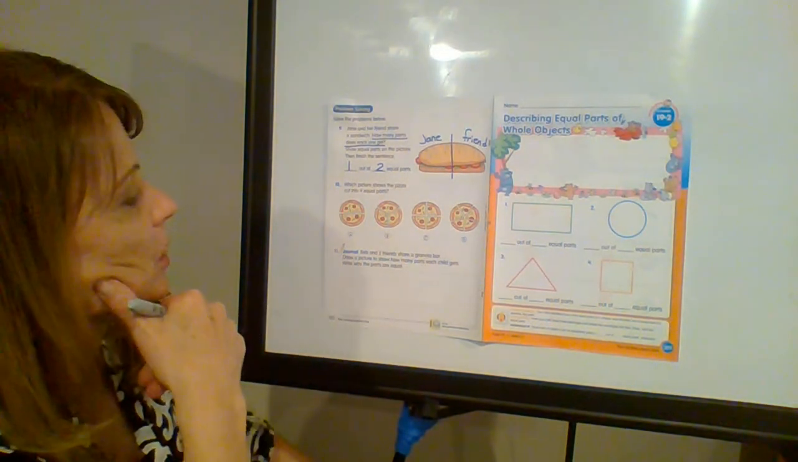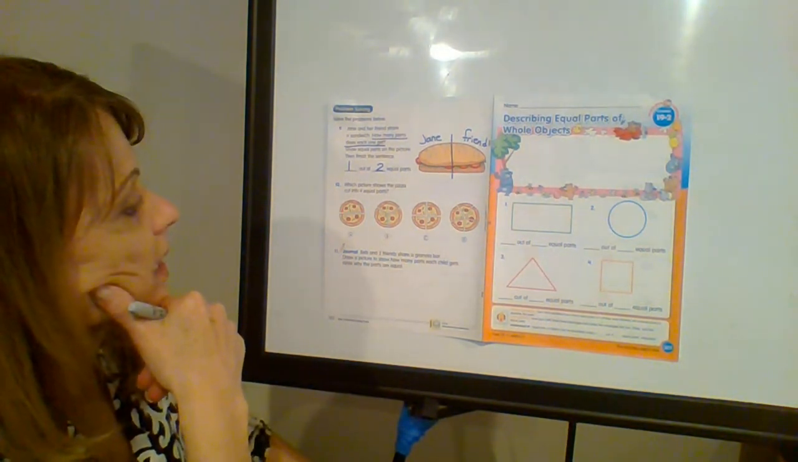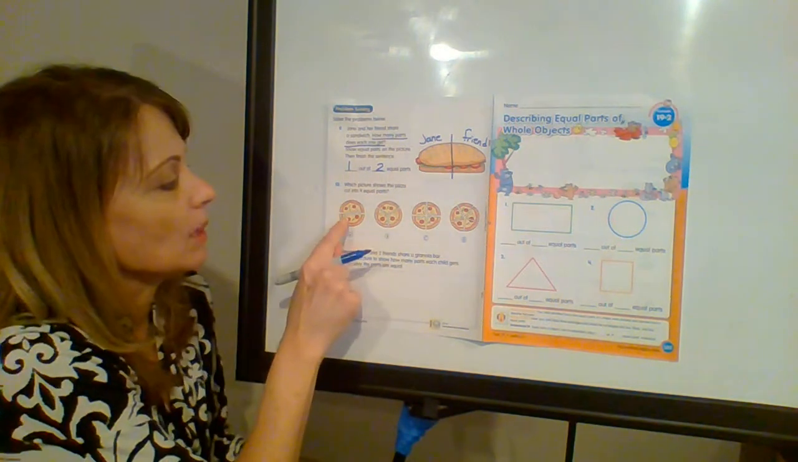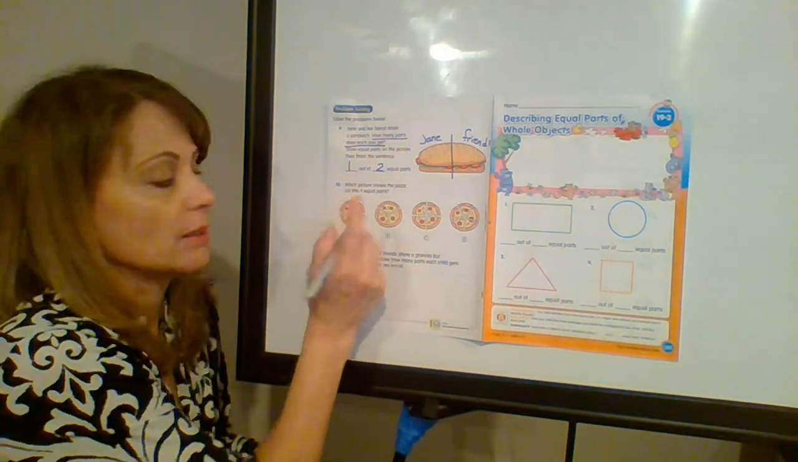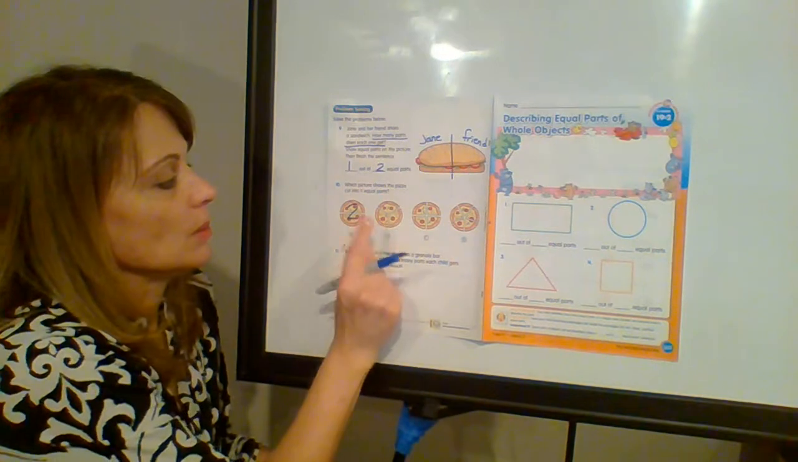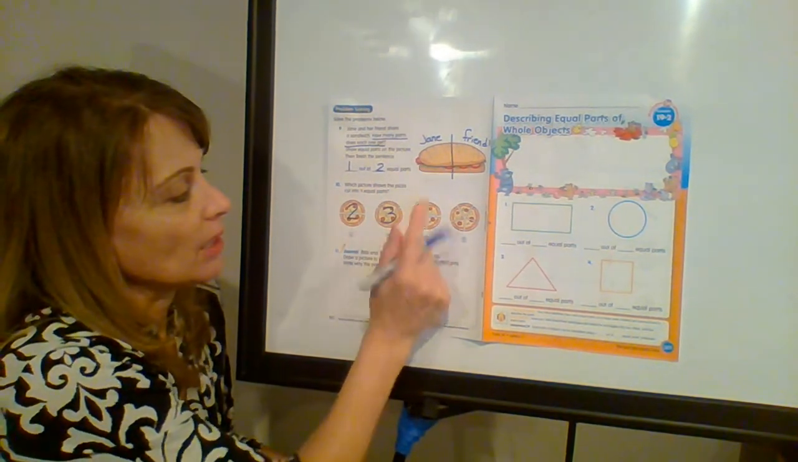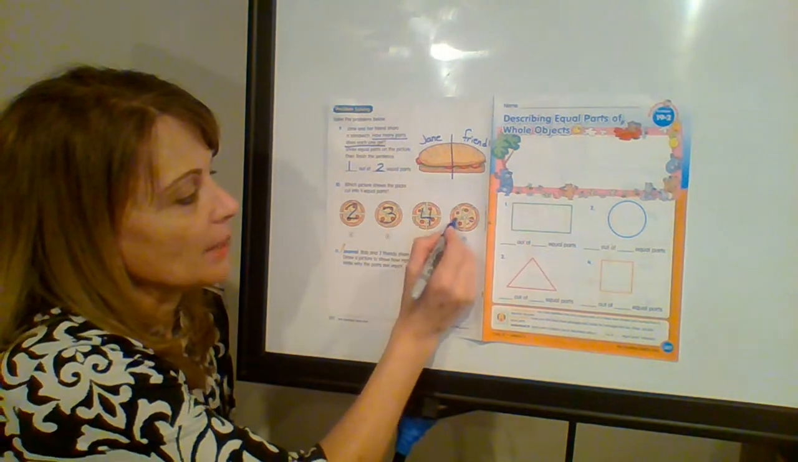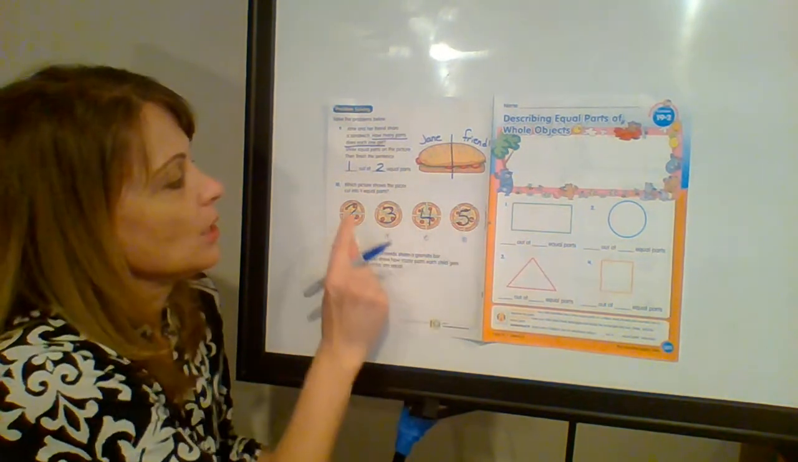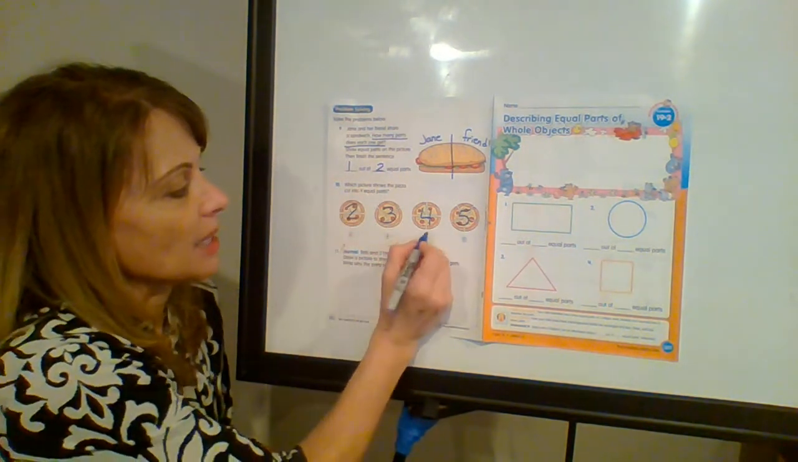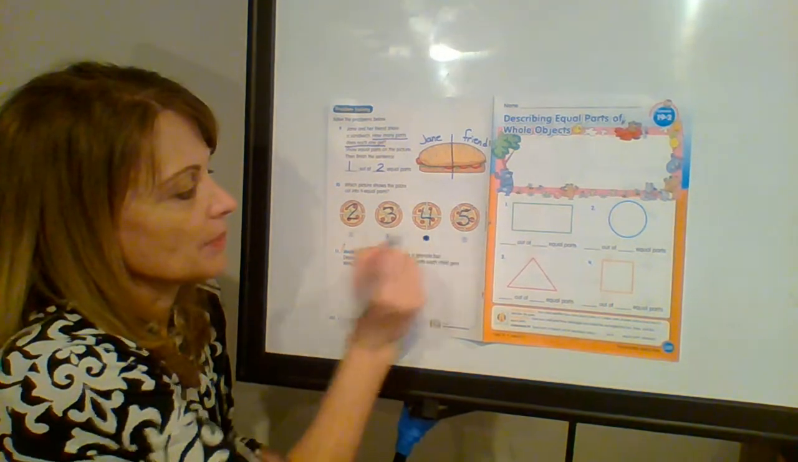Okay, number 10. Which picture shows the pizza cut into four equal parts? Well, how many parts do I have here? 2. How many here? 3. How many here? 4. How many here? 5. Which picture shows the pizza cut into 4 equal parts?